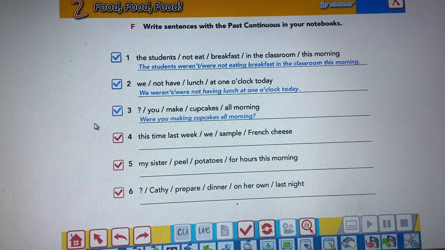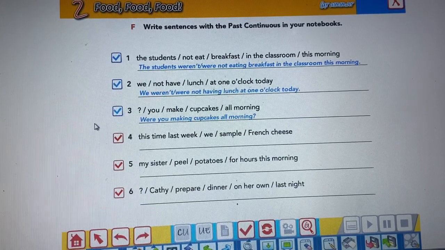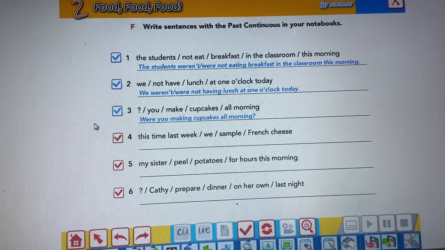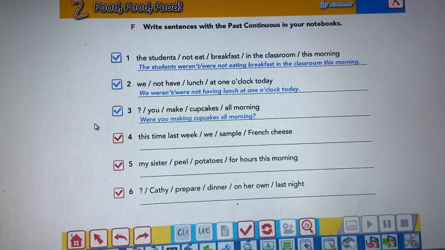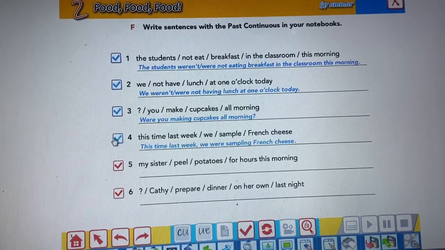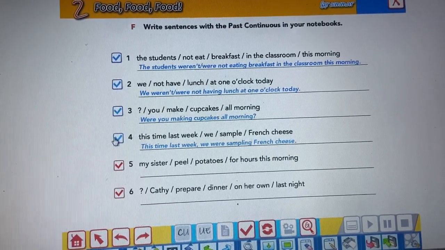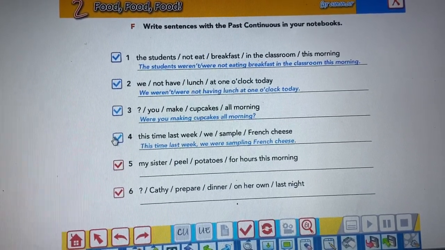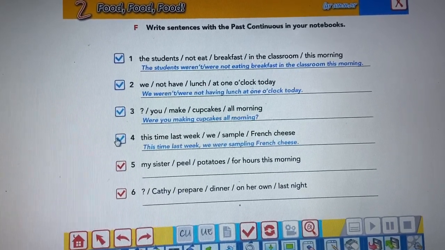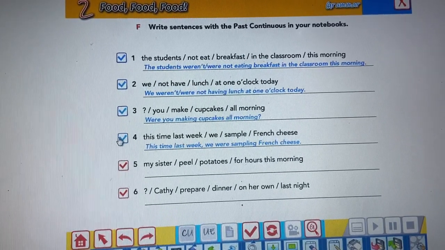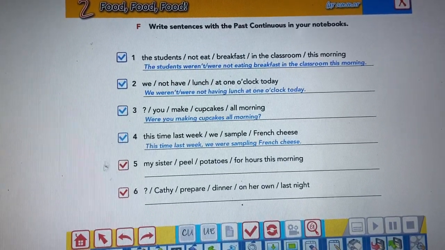So, this time last week, we were sampling, and don't forget to cross the E or delete it. This time last week, we were sampling French cheese. Number 5, my sister peeled potatoes for hours this morning. My sister is a singular subject, so we're going to use was. So my sister was peeling potatoes for hours this morning.